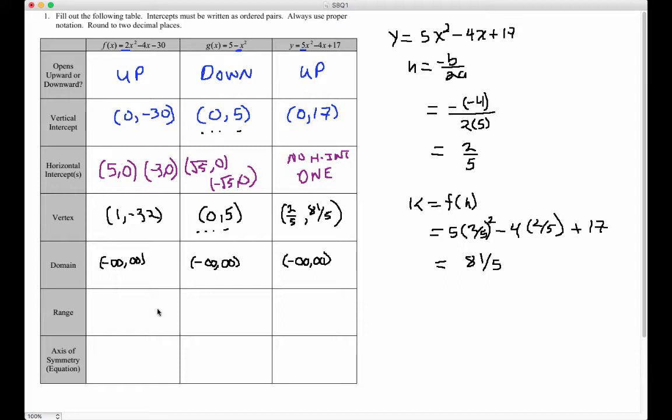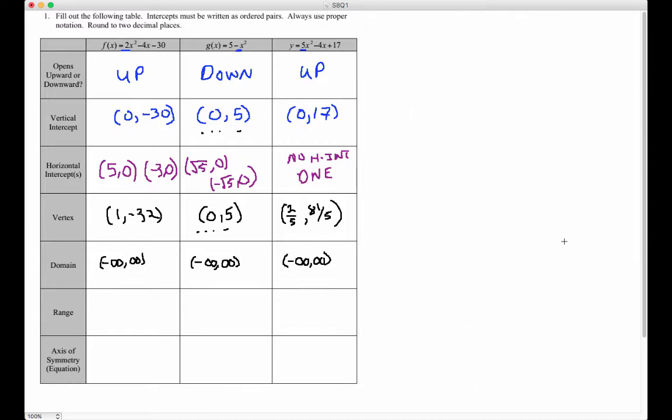Okay, now what about range? With range, you have to be a little more careful, because you have to think about whether this is an upward opening parabola or a downward opening parabola, and what the vertex was. So let's take a look at the first one. We notice that it is an upward opening parabola, so that's good to know. So we know it opens up, and we know what the vertex is. We know what those two numbers are, in other words, the 1 and -32.